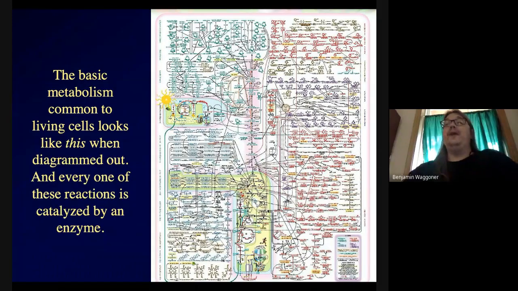So every cell in your body, well, there's a few here that are photosynthesis reactions, which your body doesn't do. But aside from that, every cell in your body has to create an enzyme for every one of those little black lines. Those are steps in the metabolic assembly and disassembly line. Every one of those black lines corresponds to an enzyme that has to be made with exactly the right shape.